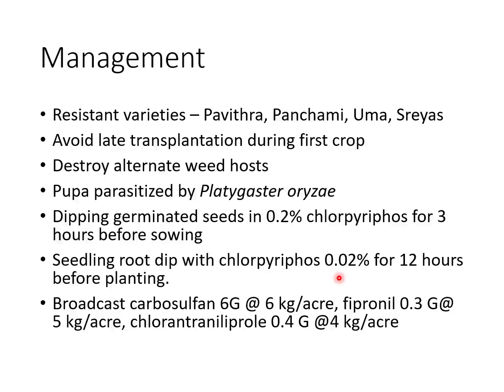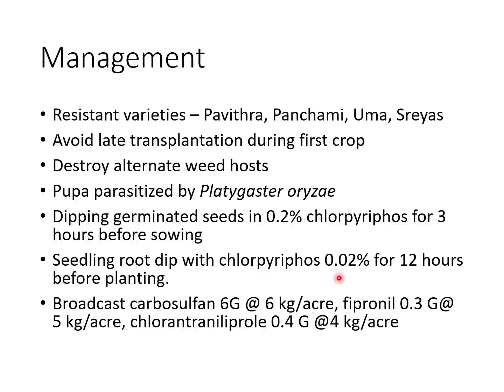So you can go for seed treatment or seedling root dip with chlorpyrifos, or then we can go for broadcasting of granular insecticides such as carbosulfan 6 kg per acre. The dose is almost the same. Fipronil at 5 kg per acre and chlorantraniliprole at 4 kg per acre. The dose is the same as that for the management of stem borer and leaf folder.